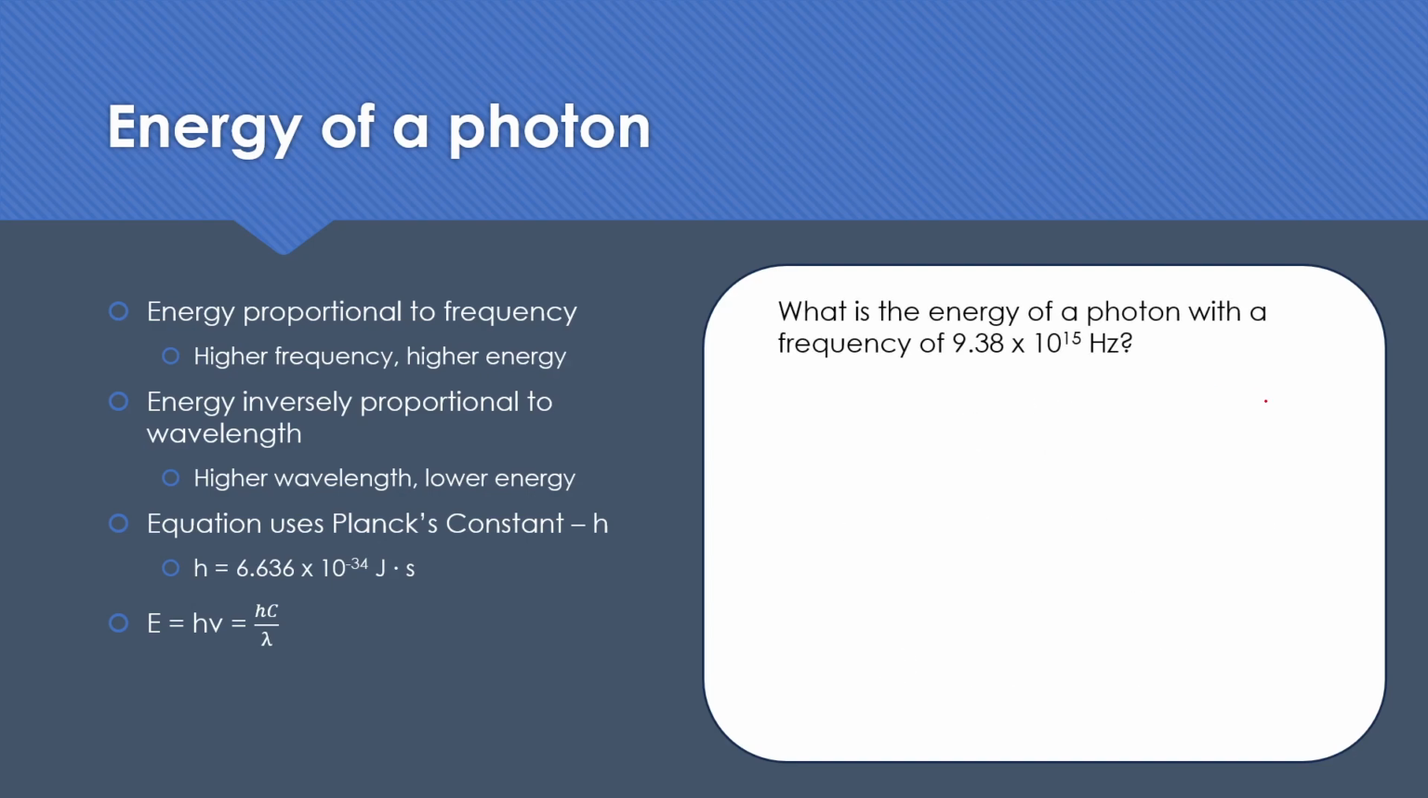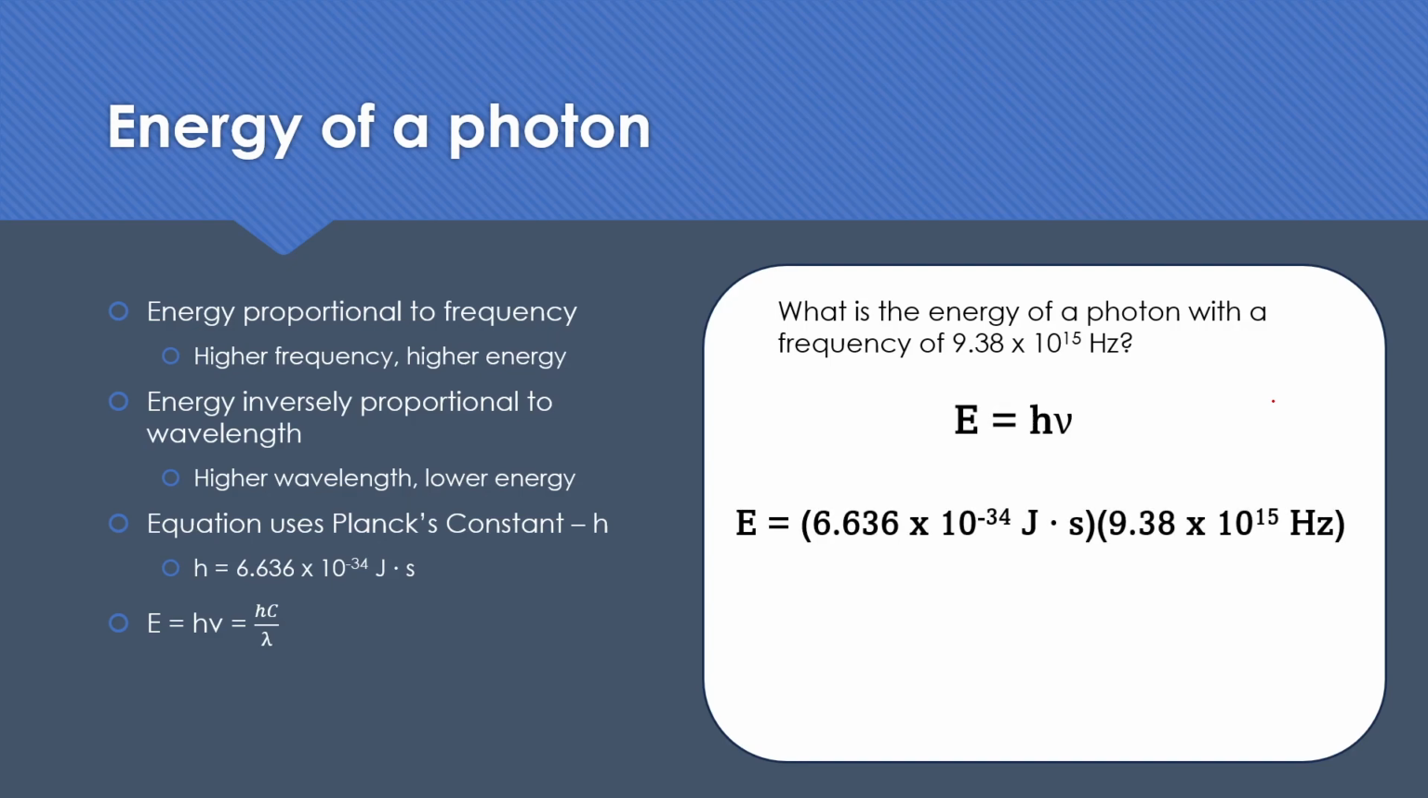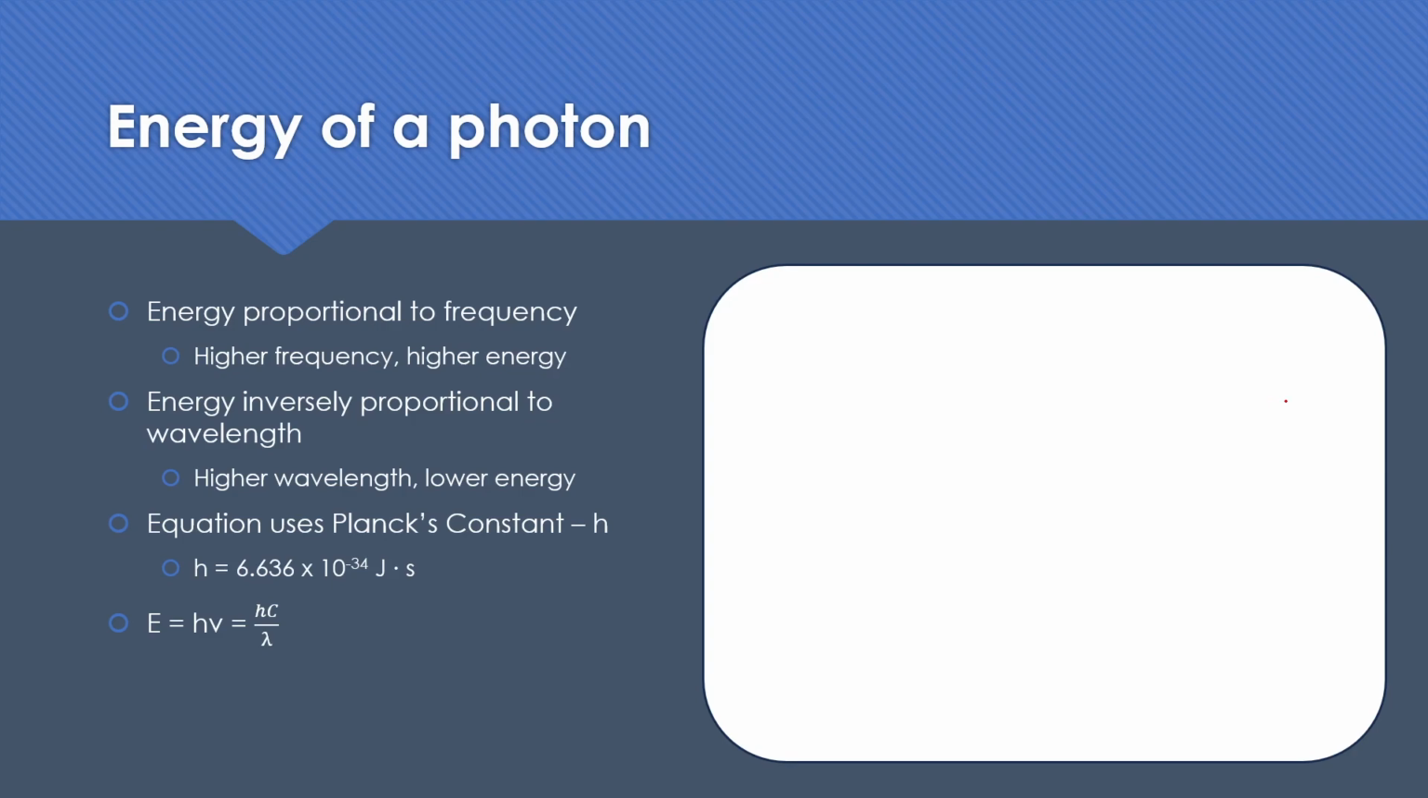And we said, what's the energy of a photon with a frequency of 9.38 times 10 to the 15 hertz? E is equal to h times nu. So we just do 6.636 times 10 to the minus 34 joules seconds times 9.38 times 10 to the 15th hertz. And you get 6.16 times 10 to the minus 18 joules. So this would be higher in energy than our previous photon, which means it would have a shorter wavelength.